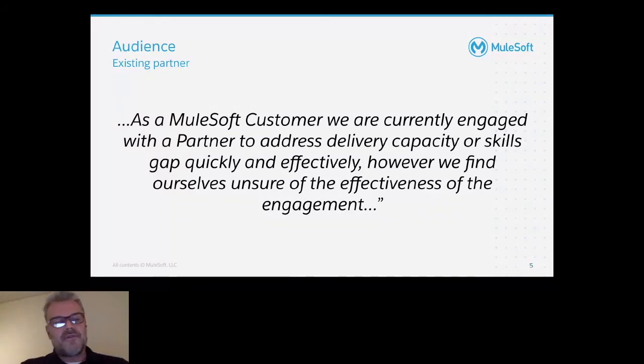So either you're going to select a partner or you already have a partner, but you're not sure that the engagement with that partner is as effective as it can be. So for those two situations, we've created this specific slide deck to help customers identify where they need to share information, where they need the partner to share information, and how they should engage with the partner to be successful.